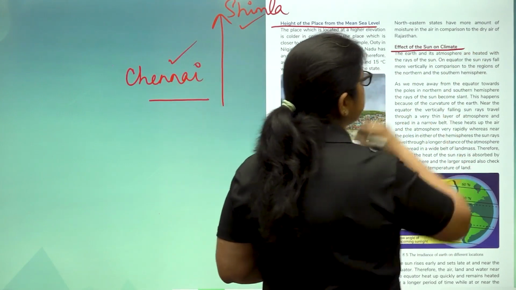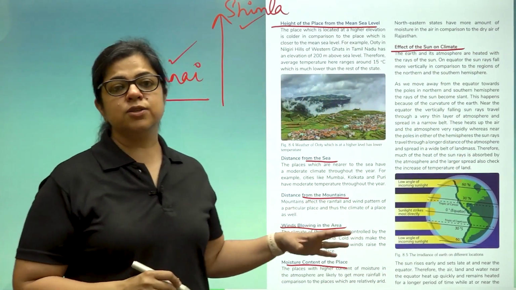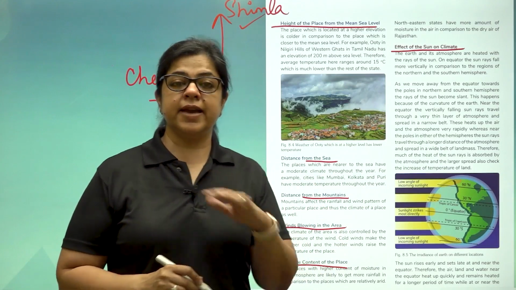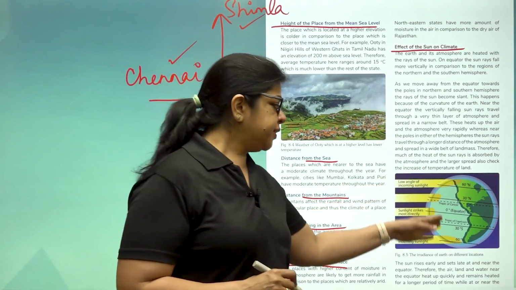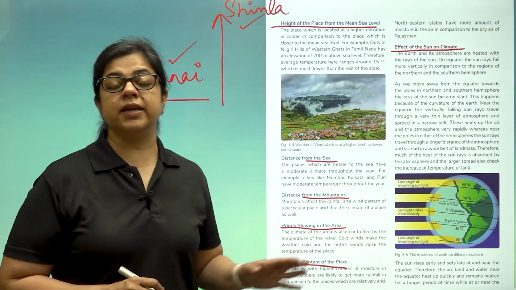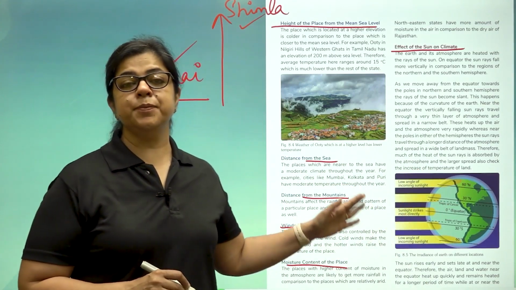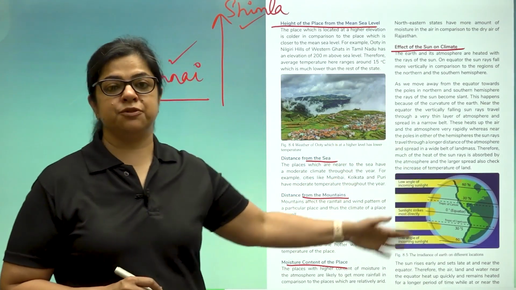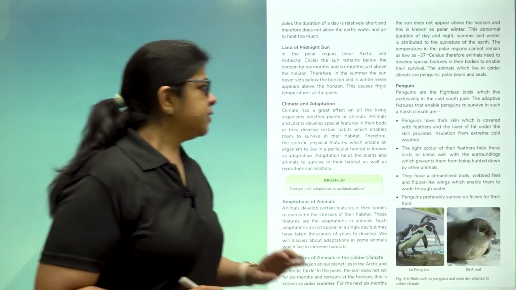Effect of sun on climate. We've already understood that the rays of the sun fall differently on different places on the earth. That is the reason the temperature is different in these different regions.